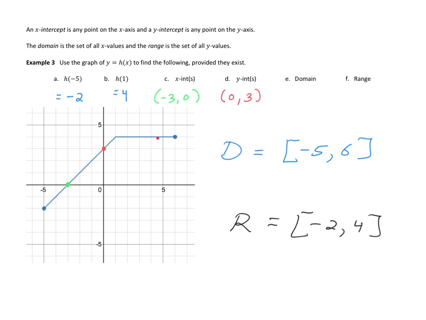Now you get a bunch of repeated values here at 4, like there's, well, infinitely many x values that it corresponds to, but that's fine. As long as you get at least one, you include that value in the range. And that's it for this example.